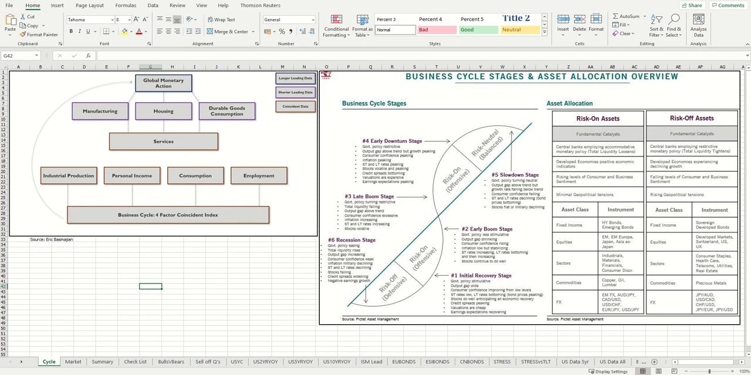A lot of the sheet is free, the whole sheet is free. A lot of the sheet doesn't need any feed in or plug in from Metastock, but quite a bit of it does. So in order for it to be fully operational, you do need a Metastock subscription.